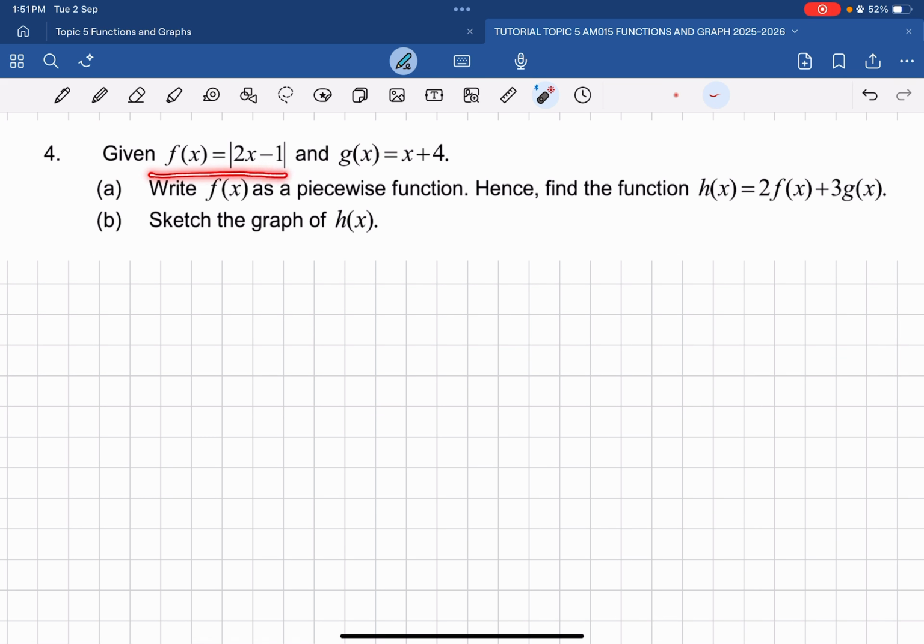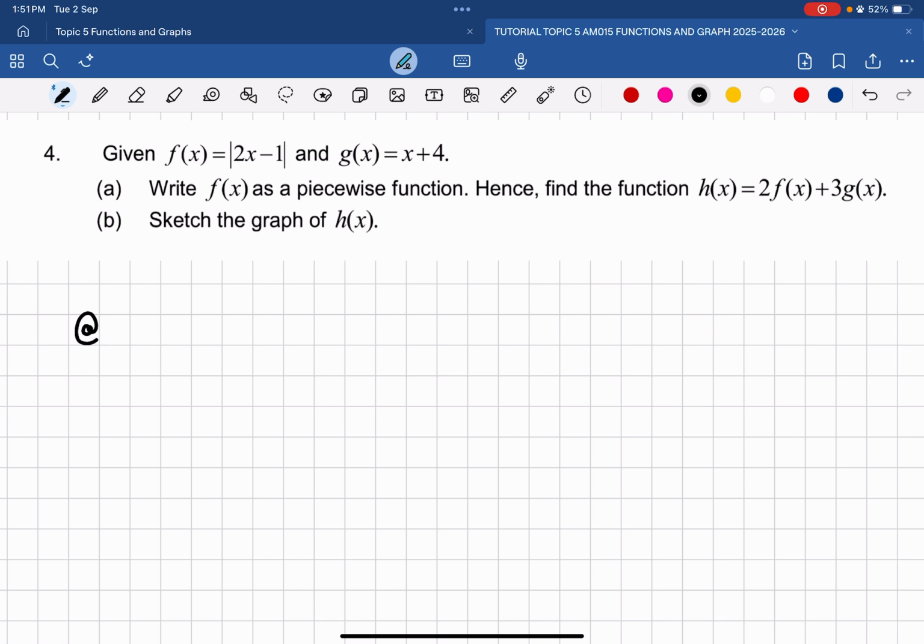Given f(x) equals modulus 2x minus 1 and g(x) equals x plus 4. First question, write f(x) as a piecewise function, hence find the function h(x) equals 2f(x) plus 3g(x). Okay, so let's do the first part first.